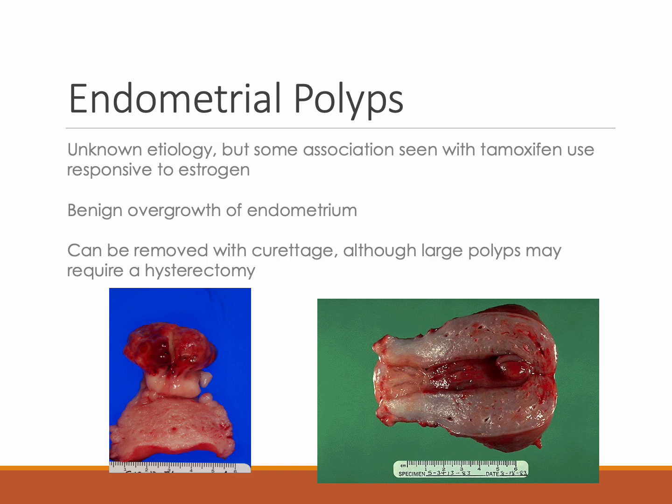On the other hand, there's also endometrial polyps. So these don't really have a known etiology. These are just something that you might see. But there is an association with tamoxifen use, which is a breast cancer treatment drug. And there's also responsiveness to estrogen, which when you get to the breast cancer lecture, you'll see why that makes sense. So what we see here is just a benign overgrowth of endometrium. So this is just more of a hyperplasia element, but in a very specific polyploid area. These can typically be easily removed with a curettage, although if they're very large, maybe obstructive, these might require a hysterectomy.